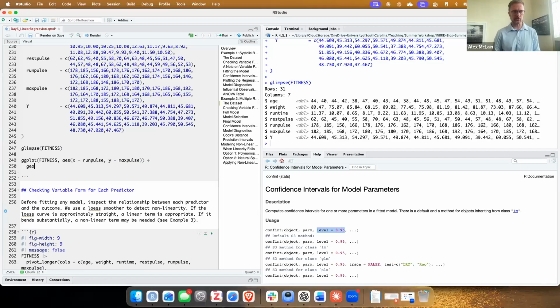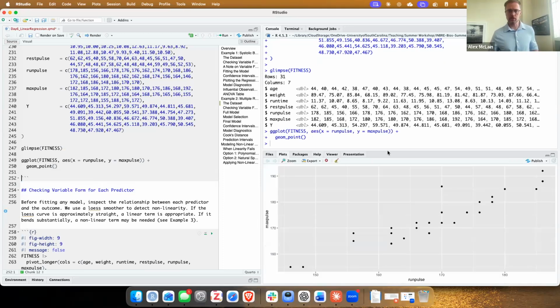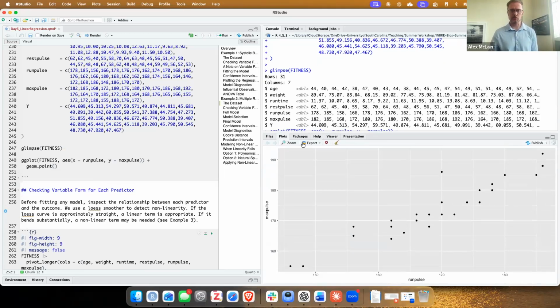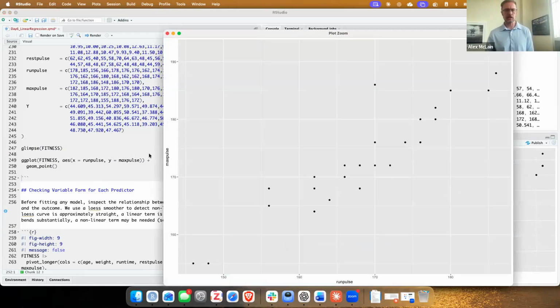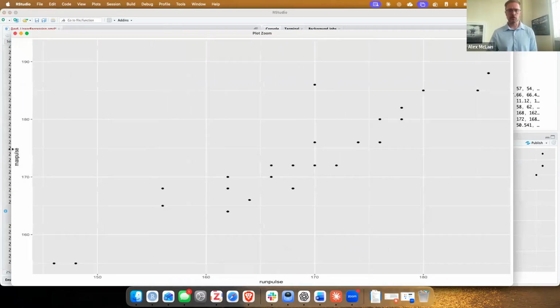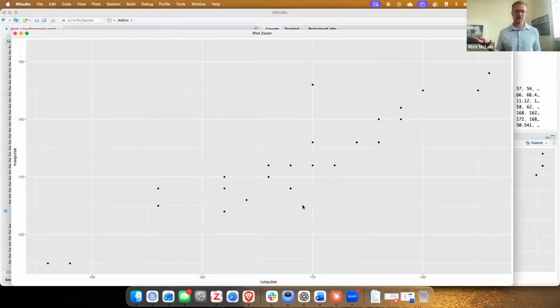Plus, I'm just going to do this very simple, just geom_point, open and close. And I'm going to run this. Okay, so there we see a very simple scatter plot of max pulse and run pulse. Clearly, a strong linear relationship between these two.